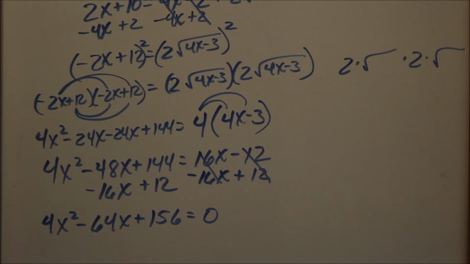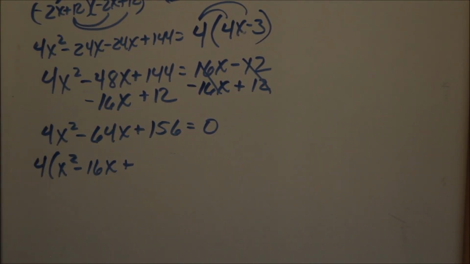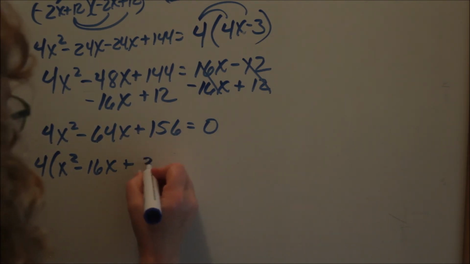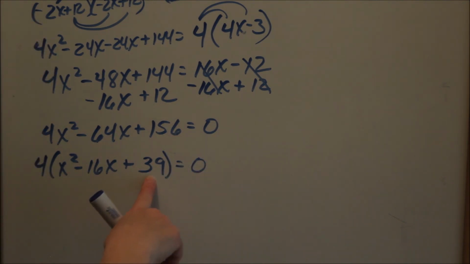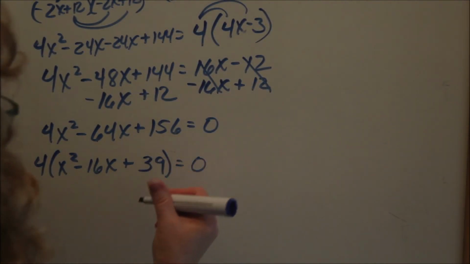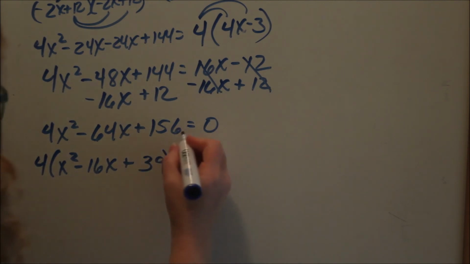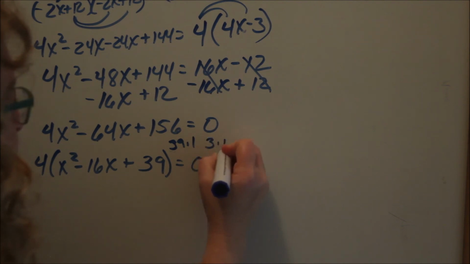Well, I know I can factor a 4 out. Anytime you can factor something out, it makes your number smaller, it makes it easier to factor. So 4, that would be x squared minus 16x plus 39. Then we can see if this factors. Okay, this does factor, or else you have to use the quadratic formula, but this does factor, so factors of 39. 39 times 1 or 3 times 13.